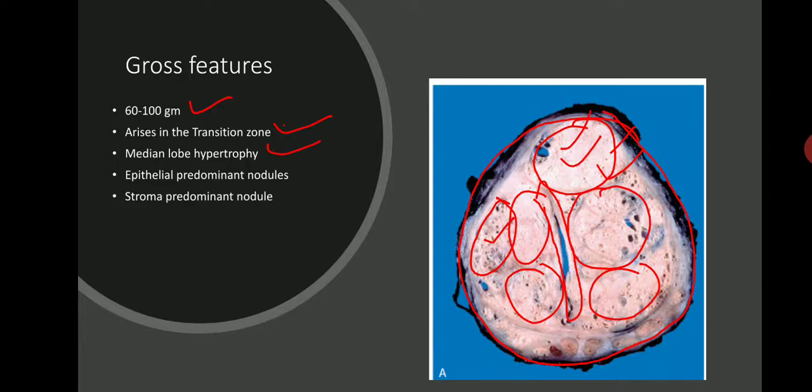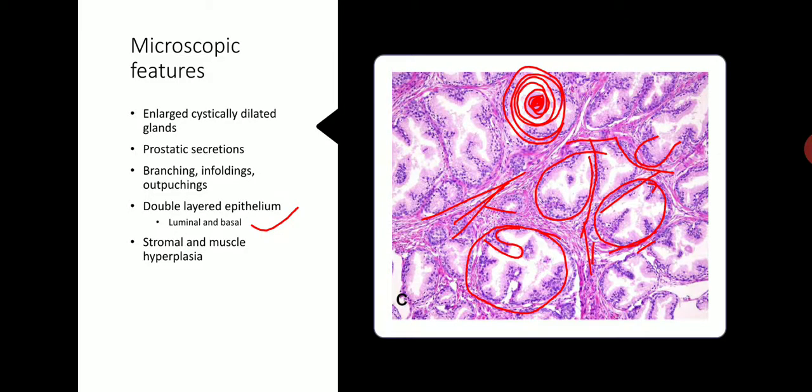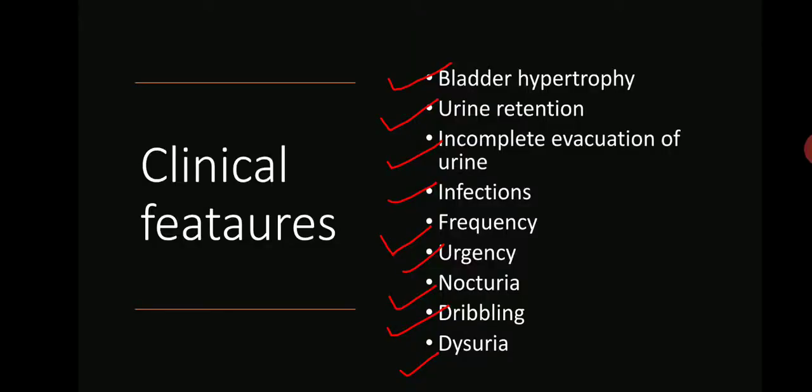Grossly, you see multiple nodules which compress the urethra and lead to different symptoms. Microscopically, you see enlarged, cystically dilated, infolded and outpouching of the glands, along with stromal hyperplasia and corpora amylaceae. The clinical features are mostly related to compression on the urethra.